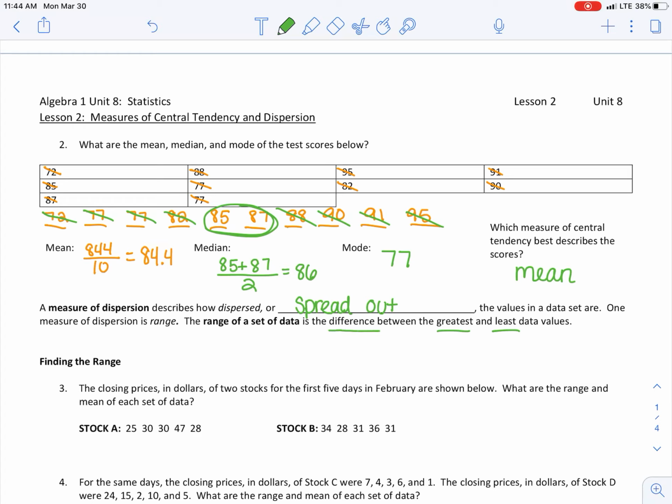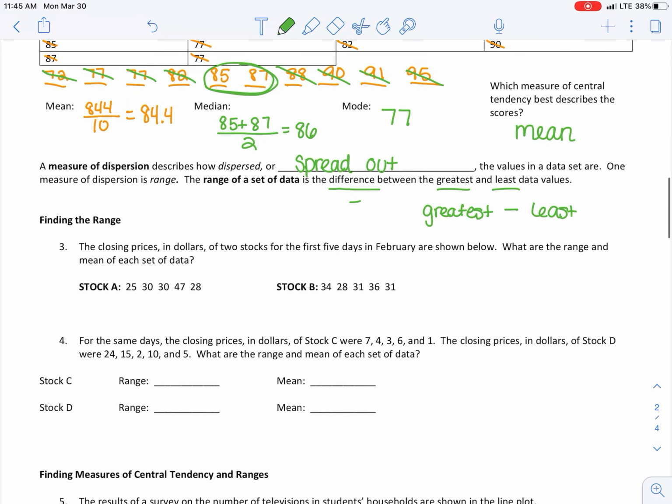So we know that difference means subtraction. So basically what you're doing is you're taking the greatest and you're subtracting the least. Okay.